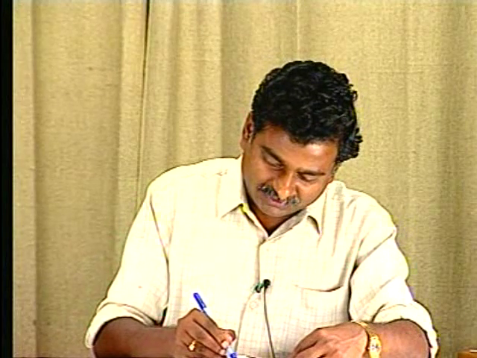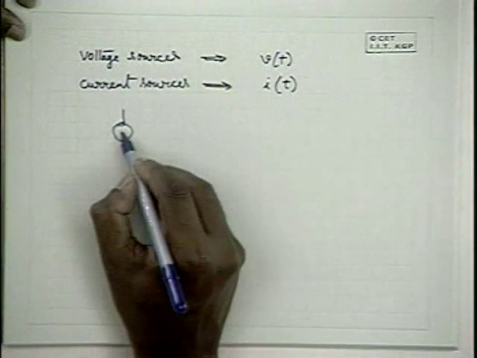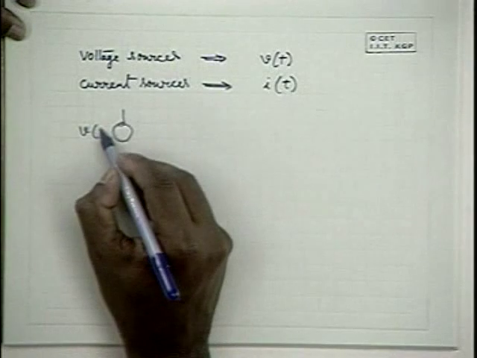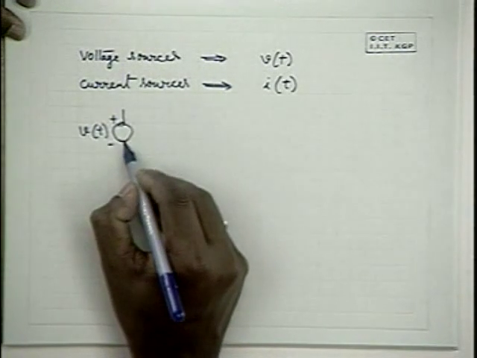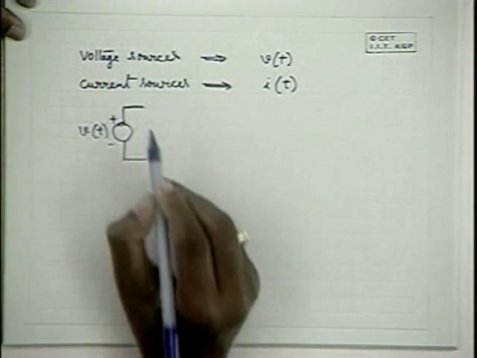But depending on the characteristics of the source, we classify them as voltage sources and current sources. So let us discuss in detail what these are. Say you have a voltage source which produces a time varying voltage as the signal.